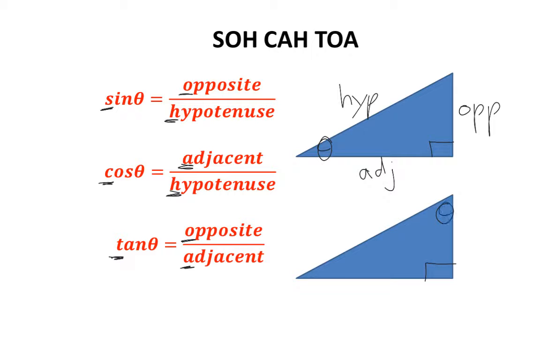Conversely, if I was talking about this angle, that would make this side the adjacent side, this side the opposite side, and the hypotenuse would still be opposite to the 90-degree angle. So please remember that the terms opposite and adjacent are relative terms. They're relative to the angle that you're either solving for or the angle that you've been given.